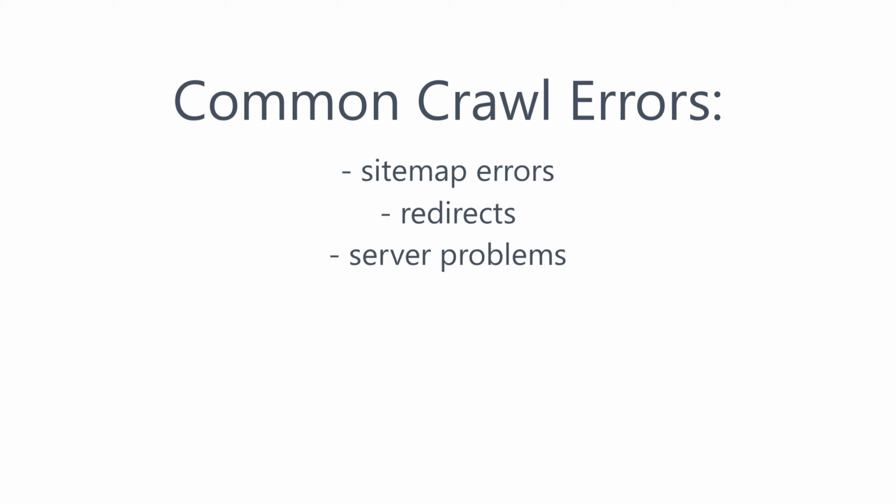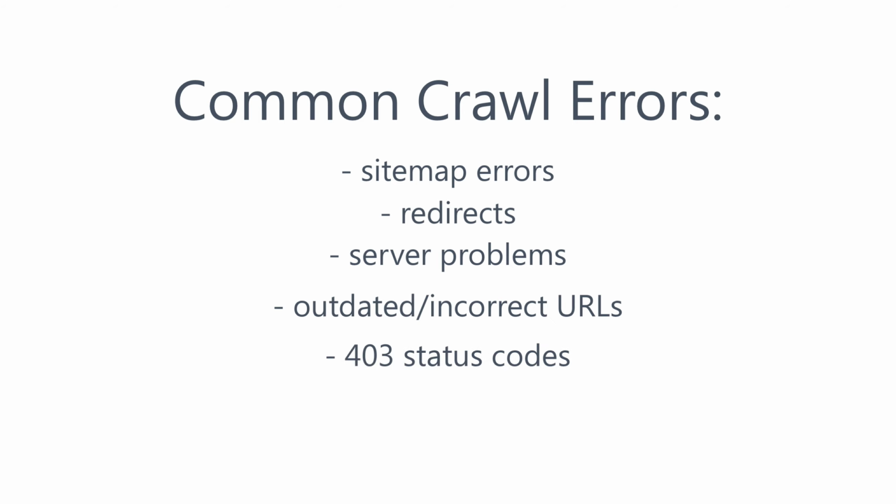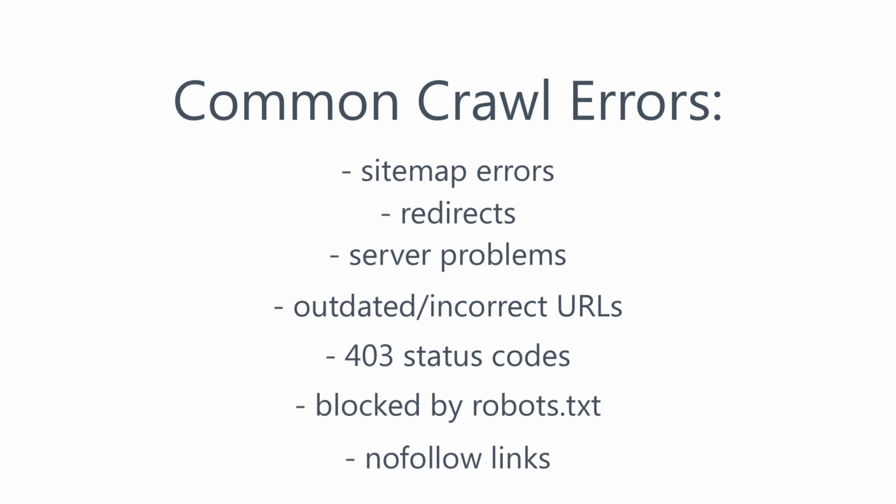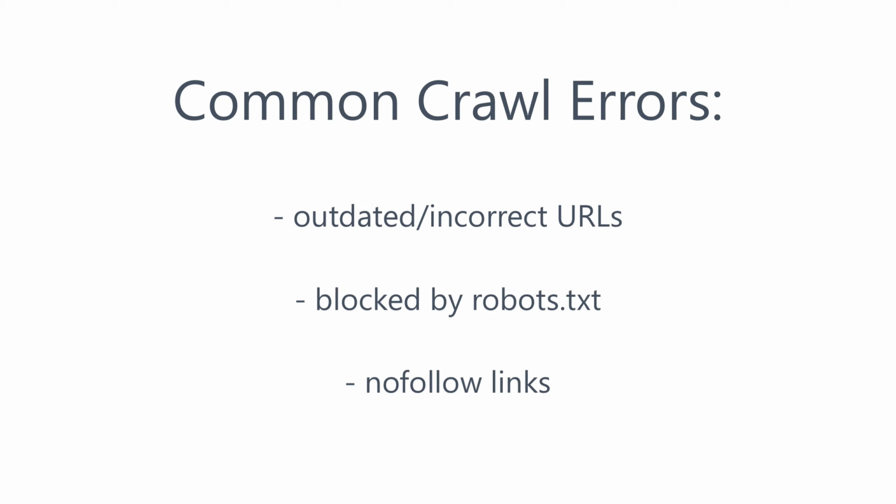There can be many reasons for crawl errors. Some of the most common reasons are sitemap errors, incorrect temporary or permanent redirects, server-related problems, outdated or incorrect URLs, 403 status codes denied access, pages that are blocked by your robots.txt file, or no-follow links. Fixing many of these crawl issues is generally relatively simple. For example, making small tweaks to the robots.txt file, removing no-follow links, and fixing outdated URLs shouldn't take long, and it's very much worth it to do so.